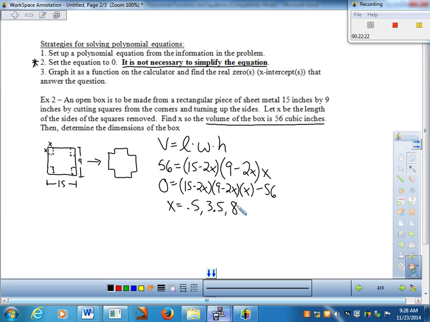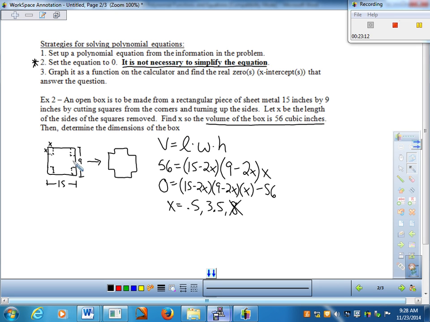Well, if you look at the problem, I think we have an issue with this number right here. Can I have an x value of 8 in this particular situation? Can I cut out 8 from here and 8 from here if the whole entire thing is only 9? No, of course not. So this value, even though it makes the equation true, simply does not make sense within the context of the problem. I cannot cut out 8 from each corner here. I don't have enough box to do that.